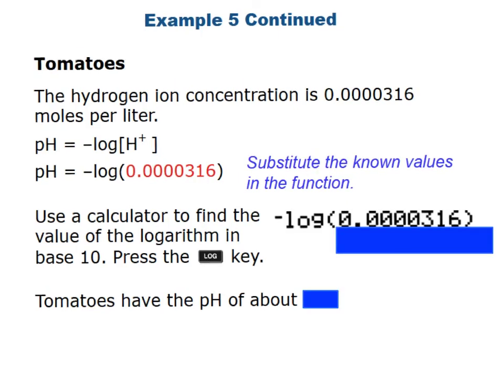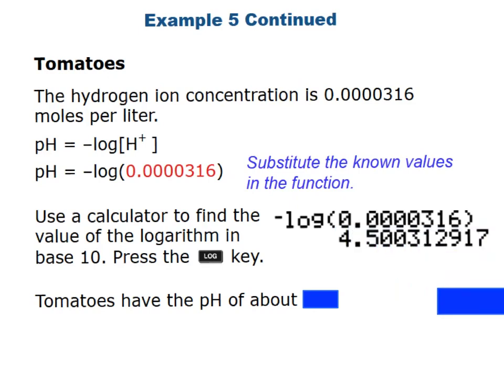Okay, here's this slide. Punch it into your calculator, pause it, and tell me what you get. All right, here is what you get. You're going to get 4.5, so the pH of tomatoes is 4.5. Now go ahead and plug in the value for lemon and tell me what you think the pH value of lemon juice is going to be.